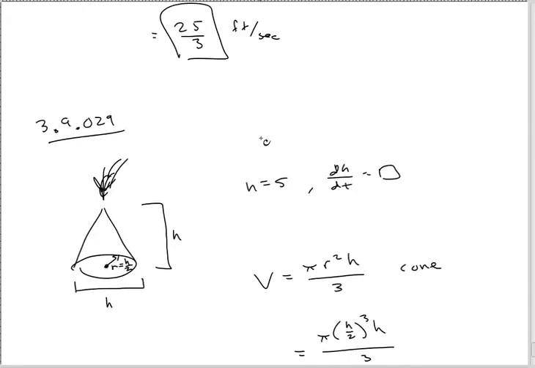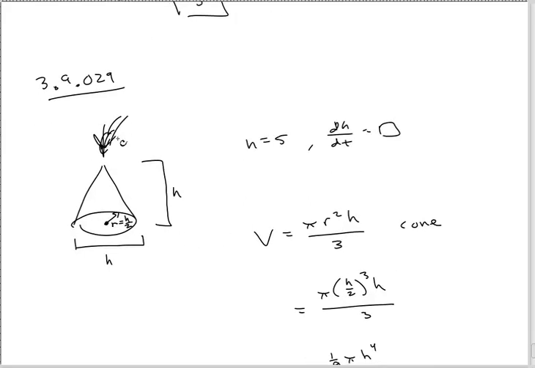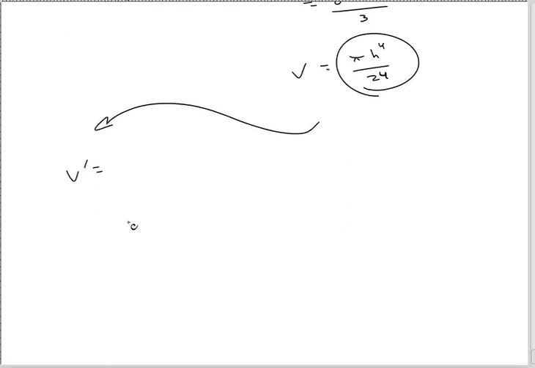We have a V prime, by the way. They gave it to me. Oh, they didn't. I didn't write it. Sorry. It's positive 30 cubic feet per minute. So that's my V prime right here. So we'll use that here in a second. V prime is equal to my derivative here. Pi over 24 can come to the front. And then I got 4h cubed dh/dt.